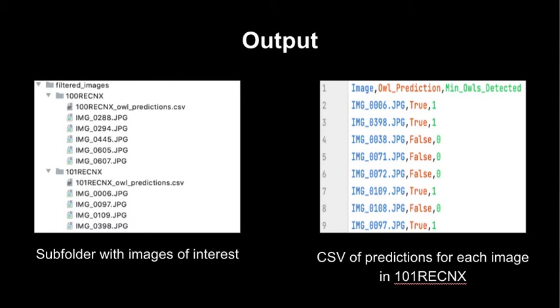On the right is an example of the prediction results for a folder. It contains information on the file name, whether or not there was an owl, and the minimum number of owls detected. Overall, I was successful in creating a system that was easy to use and that will hopefully be of much help to our scientific collaborators.